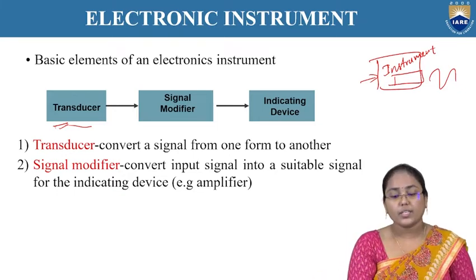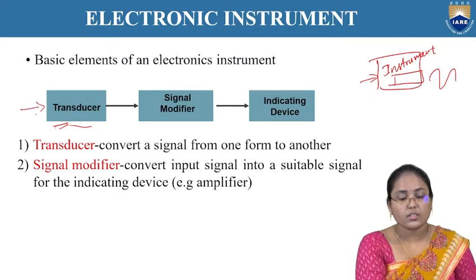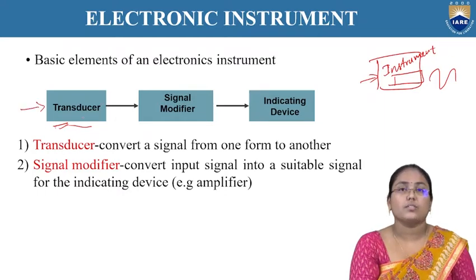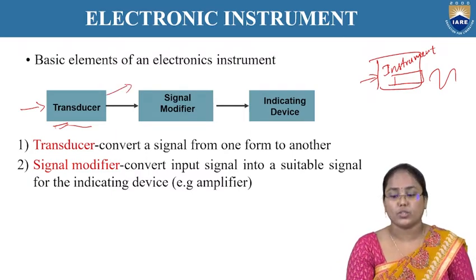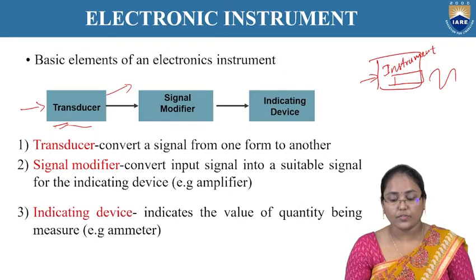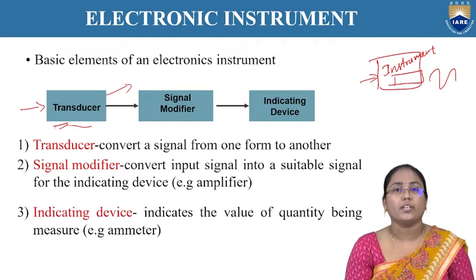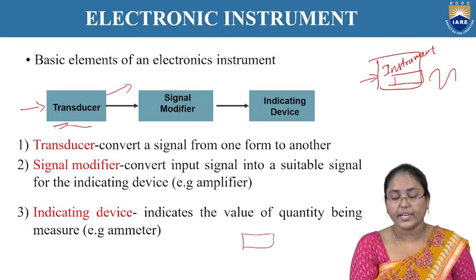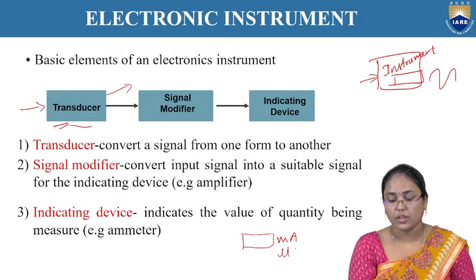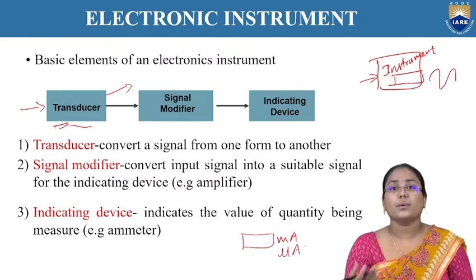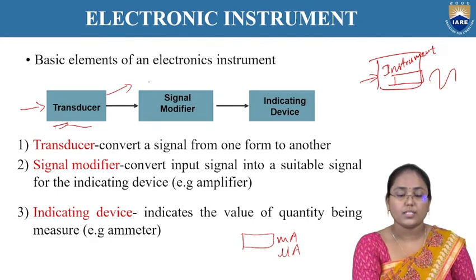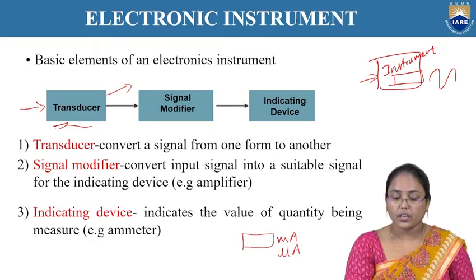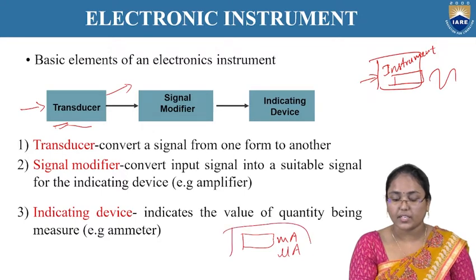So what we have to do is, whatever physical quantity comes to the transducer is converted into one form, and this has to be directly displayed on the indicating device. The indicating device indicates the value of the quantity being measured. For example, we can take an ammeter. On an ammeter, what we look at majorly is the reading, either in milliamperes or microamperes, DC ammeters or AC ammeters. We have different types of ammeters like that. We'll be looking at the reading on the meter. Now, whatever output comes from the transducer might not be able to be displayed directly on the meter.